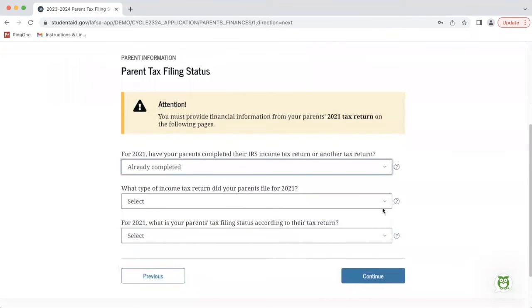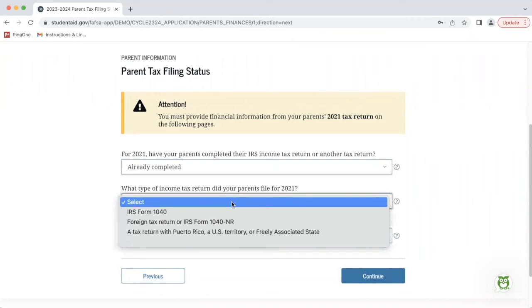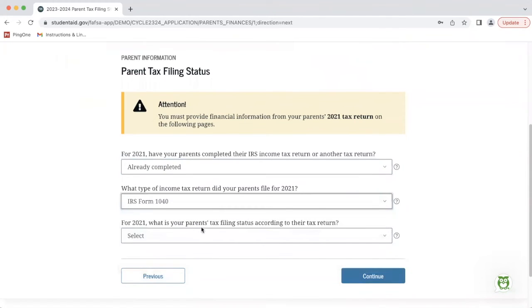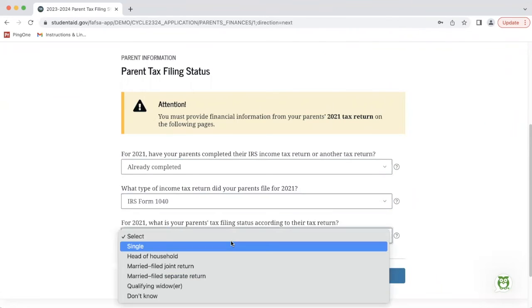The next question asks, what type of income tax return did the parents file for 2021? And then finally, for 2021, what is your parents' tax filing status according to their tax return? So this can be found if they've completed a 1040 toward the top of that tax document.